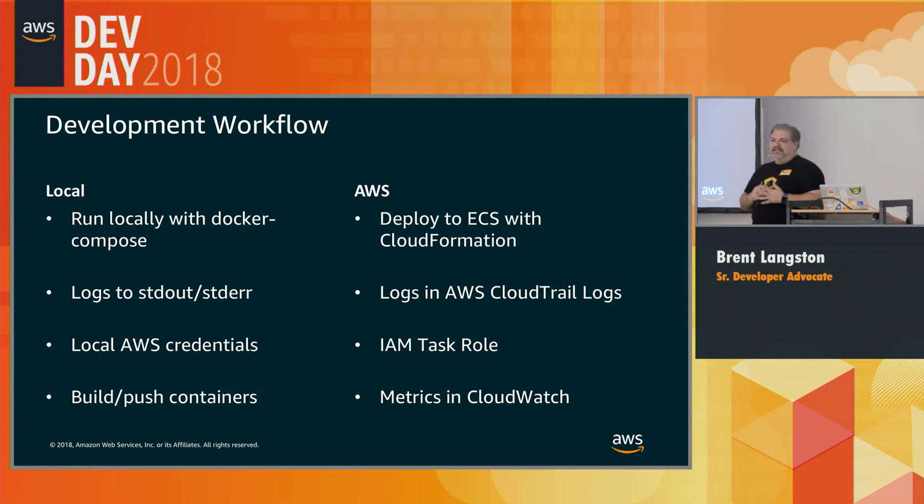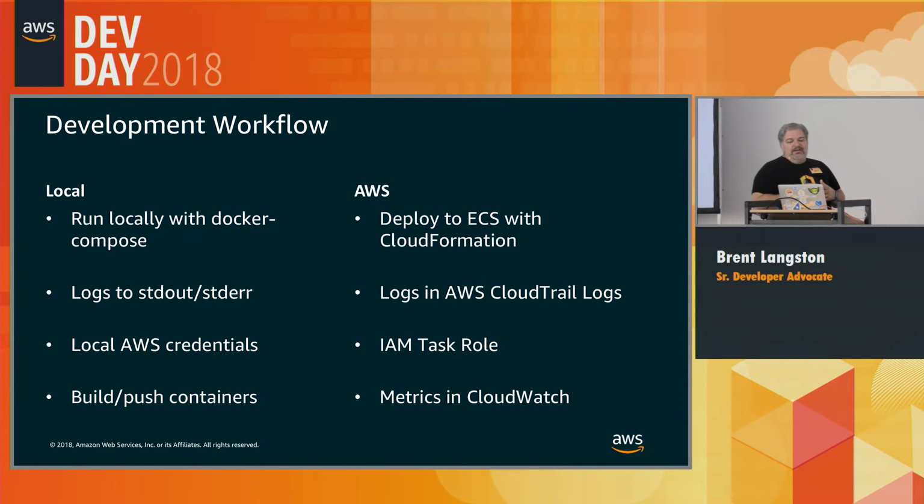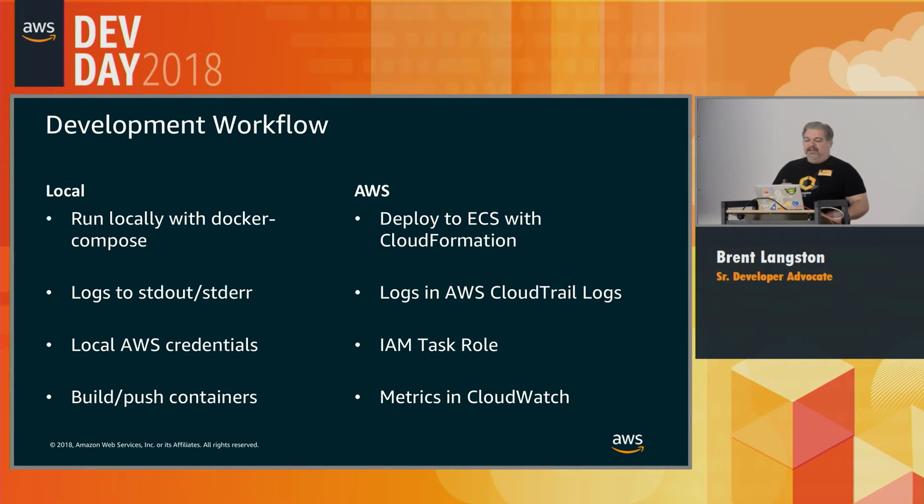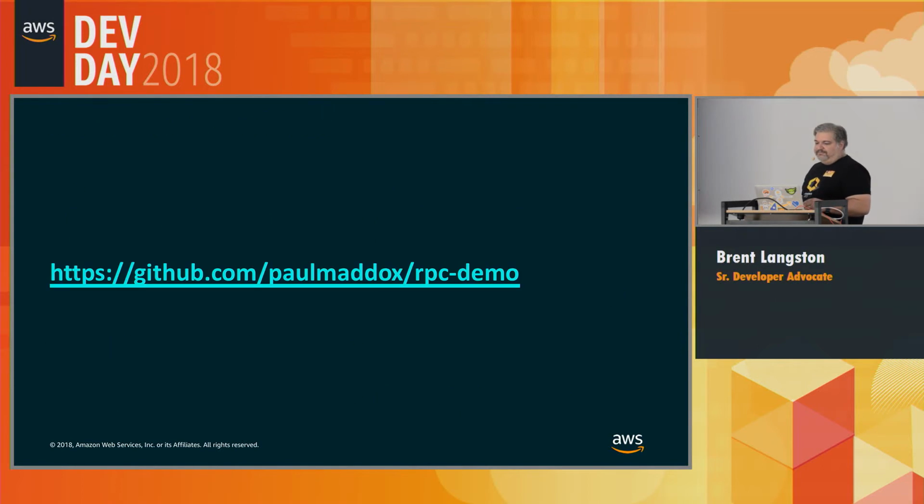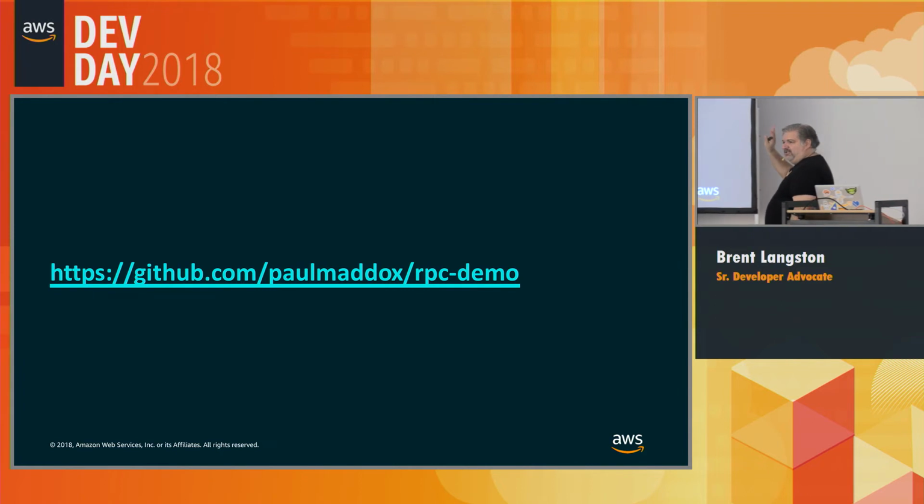So you would deploy to ECS with CloudFormation that is provided. Logs, because they're going to standard out and standard error, we collect those and ship them on to CloudWatch Logs. And then you would need, of course, the IAM role for talking to the Firehose. So instead of your local AWS credentials on the left, you'd be using an IAM role on the right. And then you'd have metrics available to you for the container runtime in CloudWatch. This is the URL for the project, so if this sounds like something you want to try, definitely check it out.